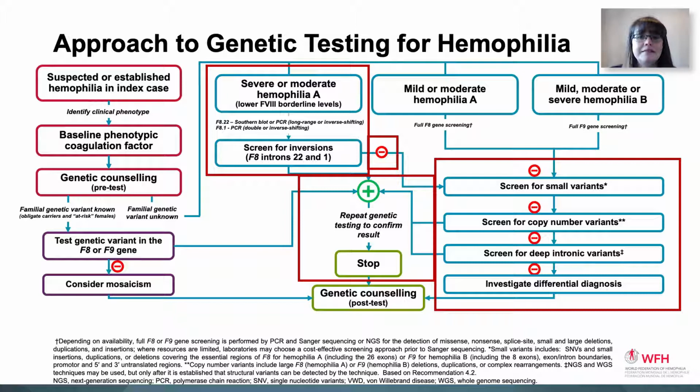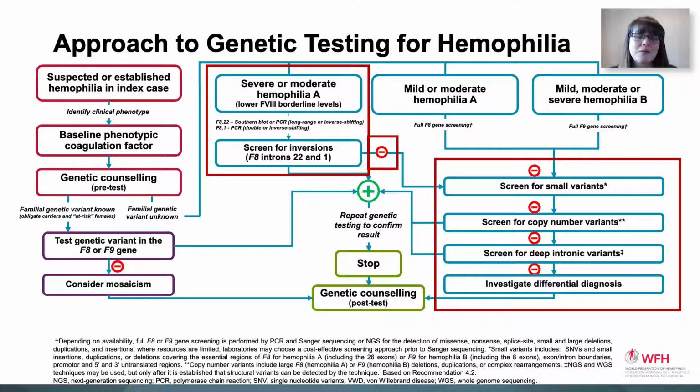If we don't find a copy number variant, so we've gone through for the severe patients, the intron 22 and intron 1 inversions are negative. We're negative for small variants in factor VIII gene. We're negative for large variants, large copy number variants in the factor VIII gene. Then we haven't been able to identify a variant using the current methodology.